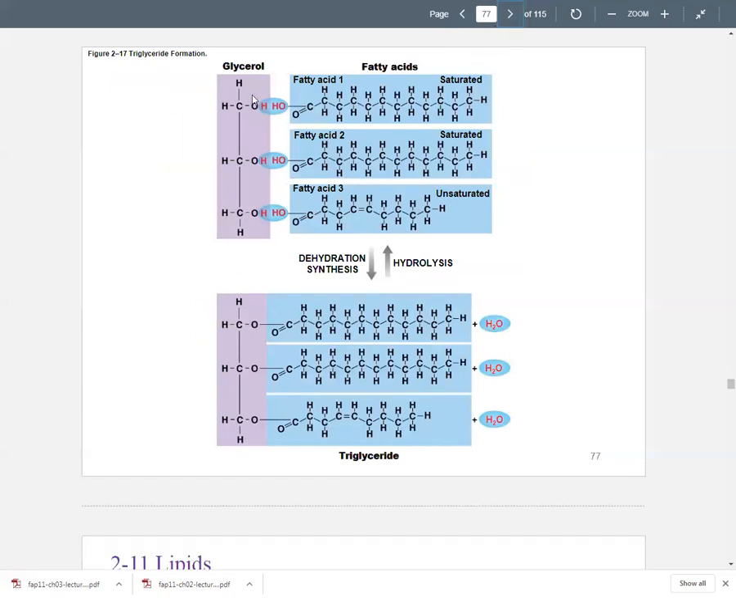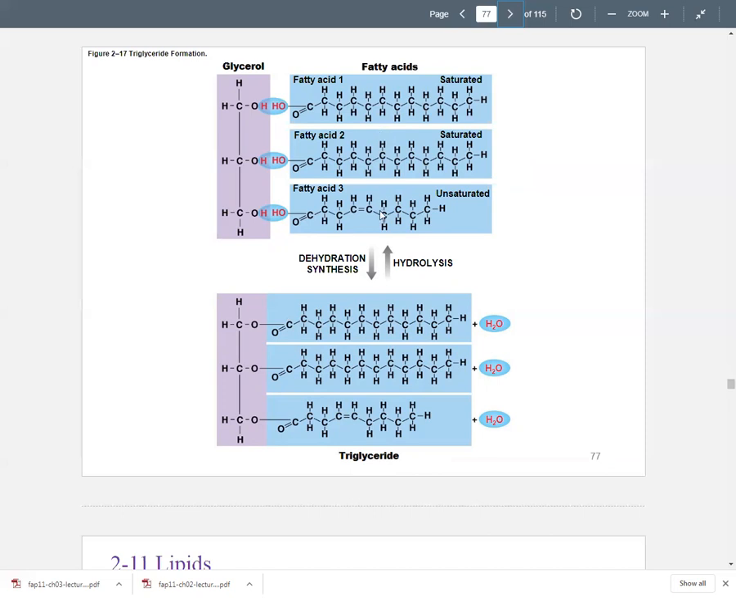All right, so here's your glycerol. Your 3 fatty acid tails, 2 of which are saturated, no double bonds, 1 of which is unsaturated, does have a double bond. You go through dehydration synthesis, remember you're releasing water, making a polymer. Okay, you get your triglyceride. The reverse reaction is using that water to break these covalent bonds, so that's hydrolysis.